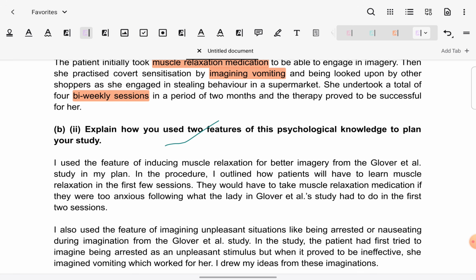Coming to how 2 features of the plan have been used in the study. The previous answer still some students do well. This answer they make a lot of mistakes. The main mistake they make is not being specific or not specifically tying the features of their study to what they have drawn from the textbook. Again, they tend to be very generic.